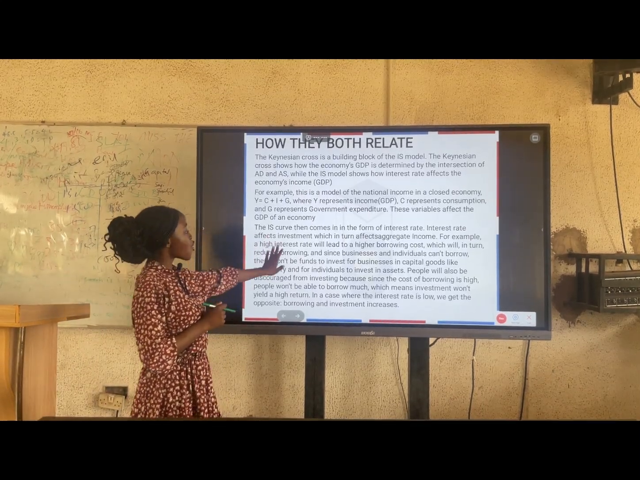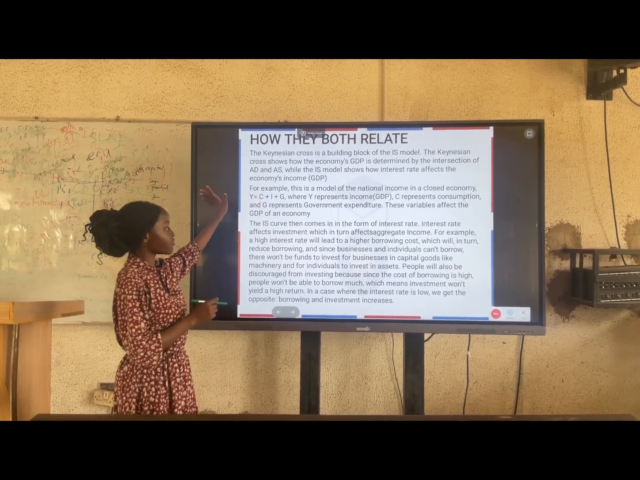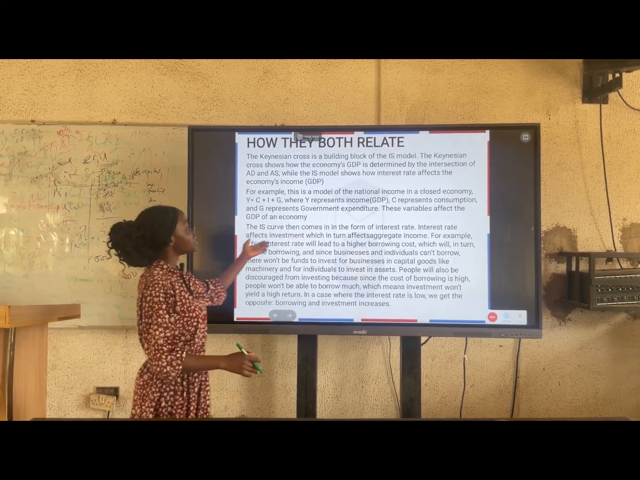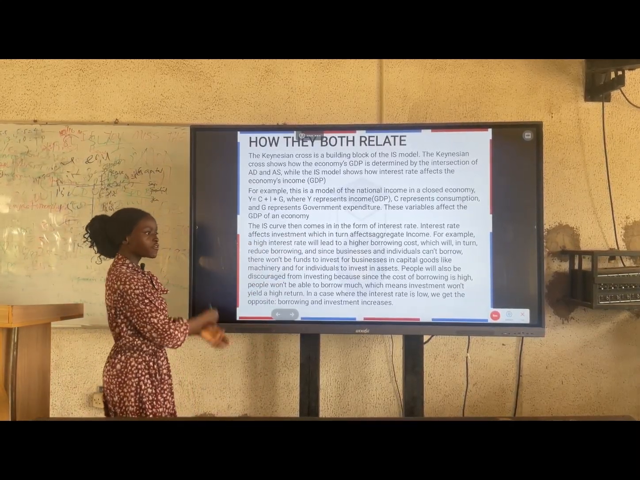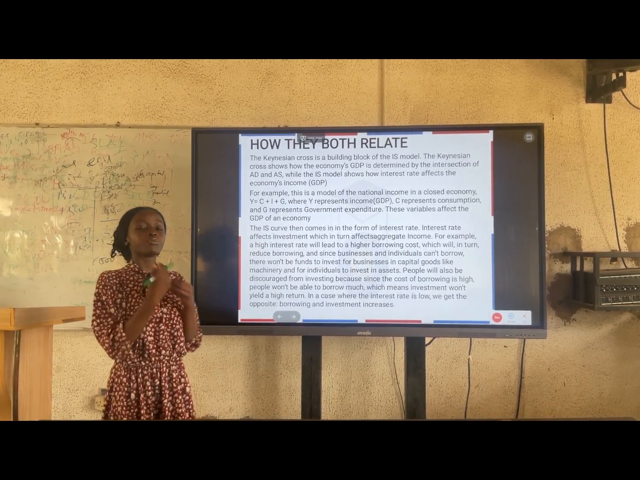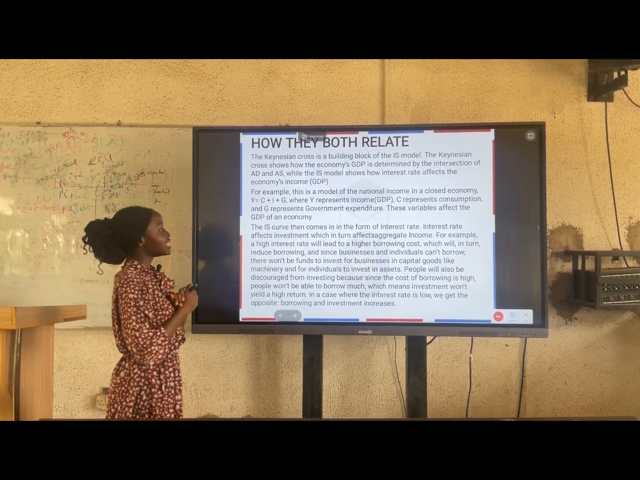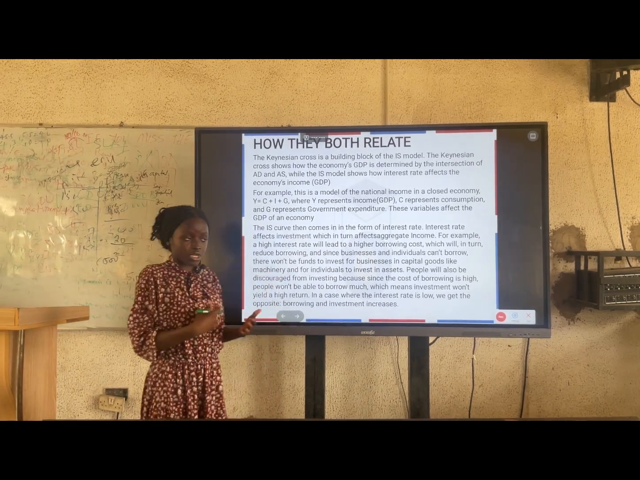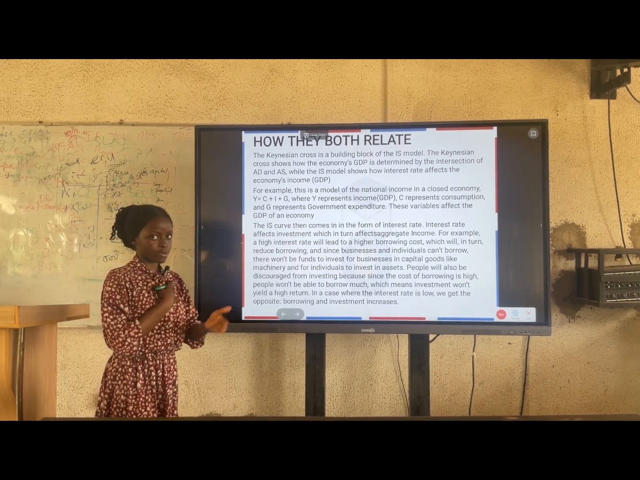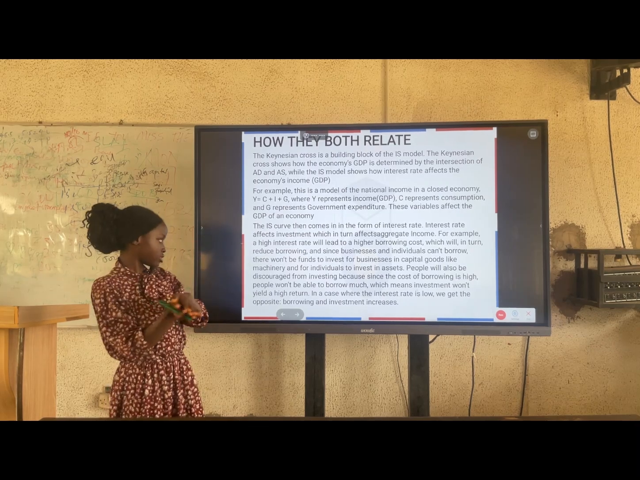Okay, so the IS curve comes in the form of interest rates. Interest rates affect investment, which in turn affects the aggregate income. For example, if there is a high interest rate in the economy, it will lead to a higher borrowing cost. Meaning, if I want to borrow from a bank, and there's a high interest rate, the money I'll be paying back will be very high. So this will discourage me from borrowing. Let's say I have a business and I can't borrow. So I won't have money to invest in capital goods, in buying equipment for my business. So a higher interest rate will lead to a reduction in borrowing and a reduction in investment.